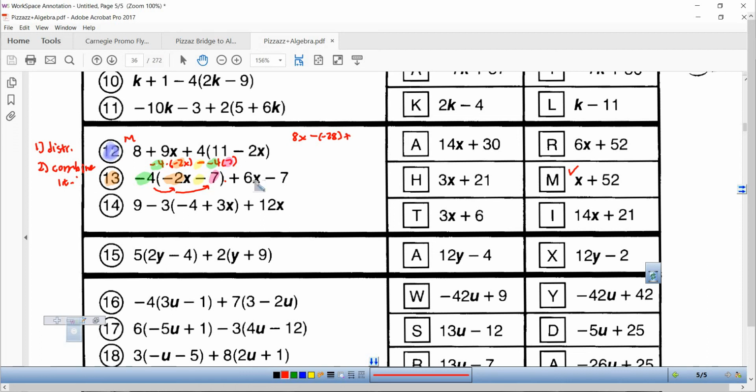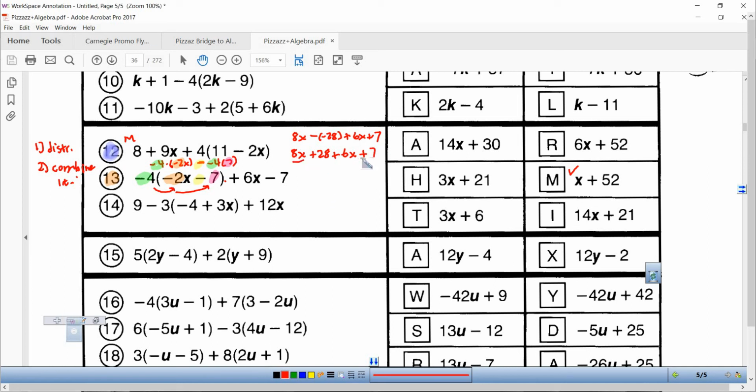And then I have these I haven't done anything with yet. So I'm going to write them plus 6x plus 7. Okay? So what do we have here? Remember, subtracting a negative is the same as adding a positive. So I get 8x plus 28 plus 6x plus 7. All right? So here we go.